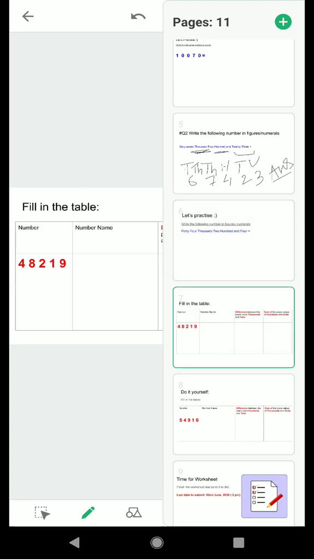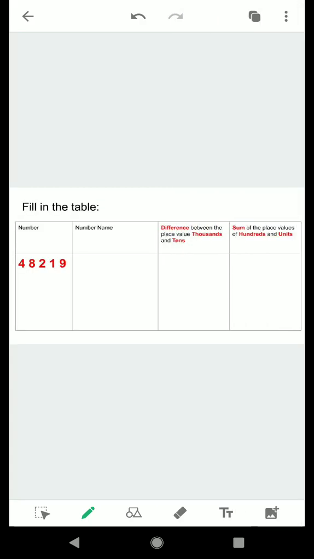Moving on. Very easy. Question number 3. We have to fill the table. So we see we have been given a table. The first row in the table is a number.